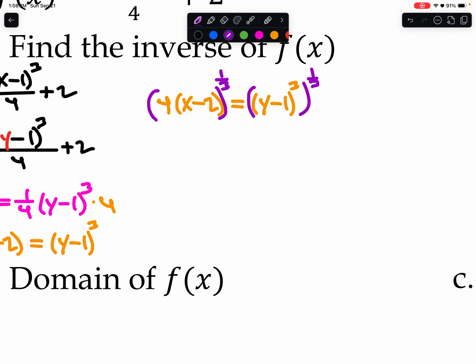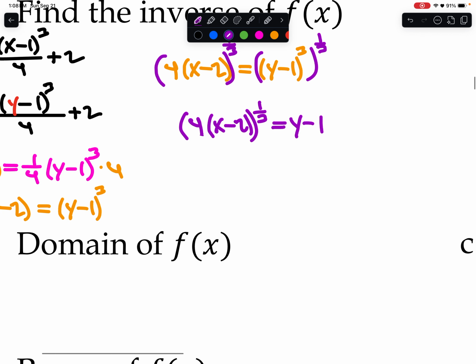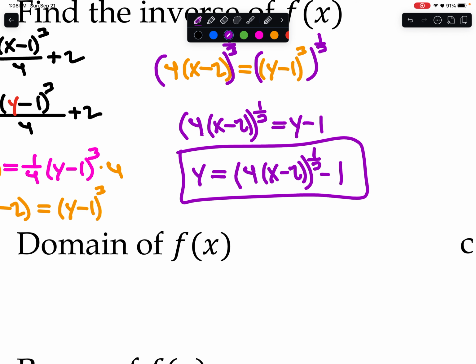So we're going to have everything raised to a 1/3 power. So that's going to give us 4 parentheses x minus 2, all raised to a 1/3 power, which is equal to y minus 1. And then when I add the 1, I'm going to have y equals 4 parentheses x minus 2 raised to a 1/3 minus 1. So this is one way to write your inverse.